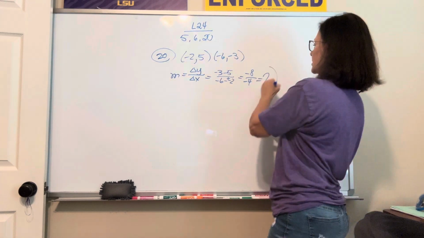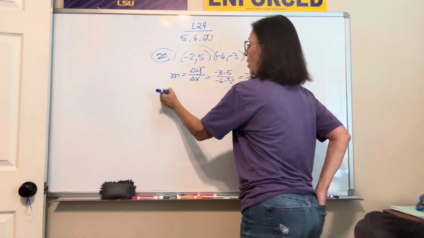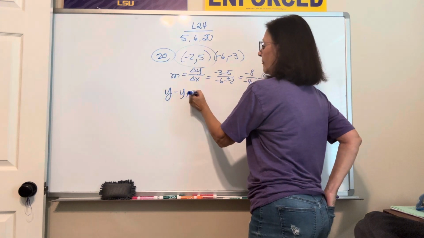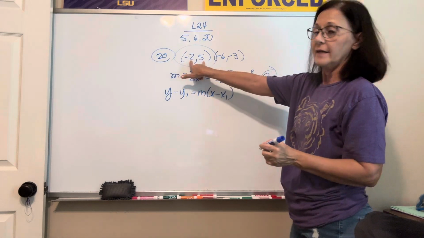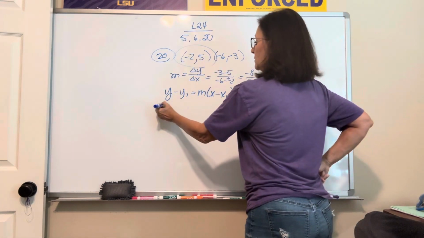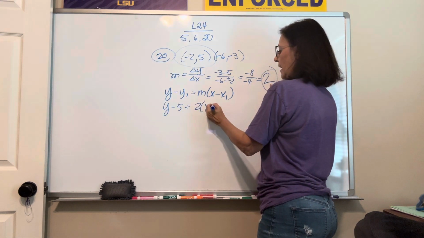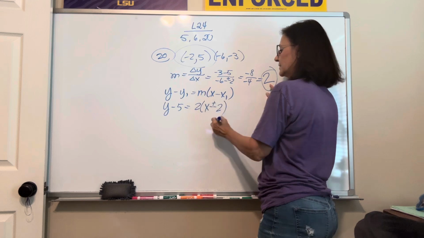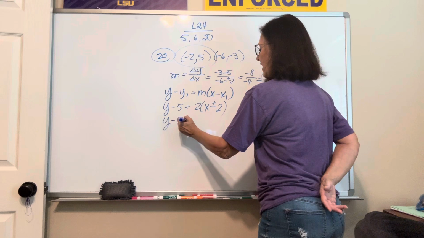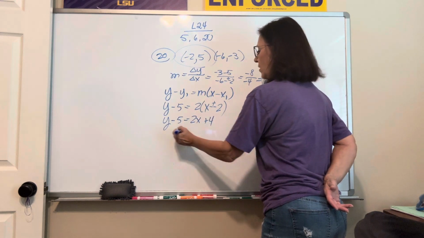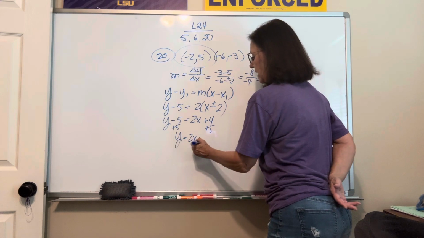Now I have the slope, and I'm going to use that point, and I'm going to use the point slope form. Y minus y1 is the slope times x minus x1. This is my x1, y1. So I have y minus 5 is the slope times x minus a negative 2, which is going to be plus. So I distribute the 2. Y minus 5 is 2x plus 4. I add 5. Y is 2x plus 9.